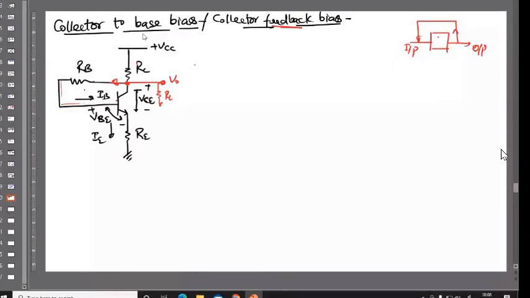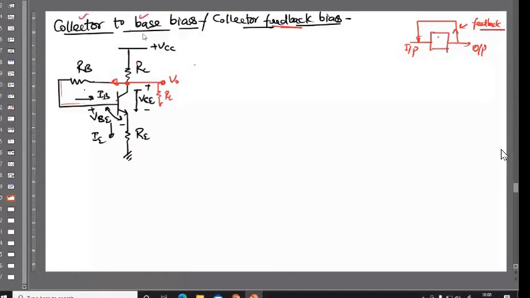So this kind of structure is what you are seeing here. You are collecting some current from the output terminal and applying it to the input. This is called feedback. Here it is collector to base. I hope you are able to understand the meaning of collector to base, from the collector to the base of the transistor.